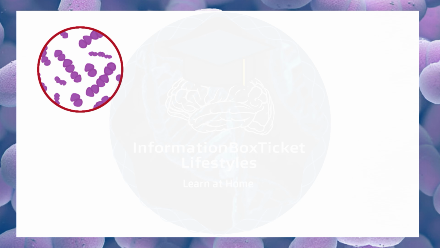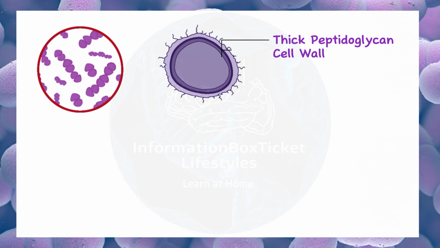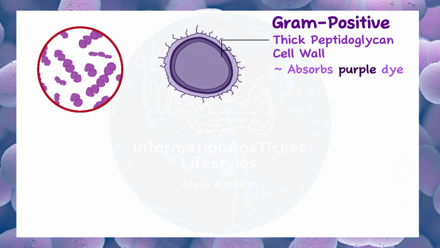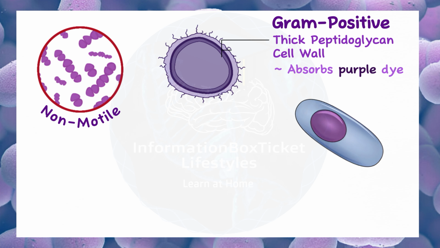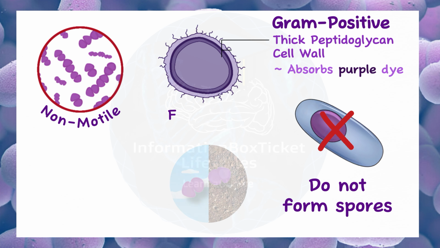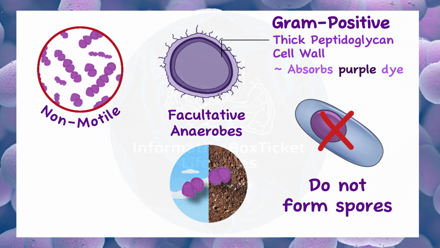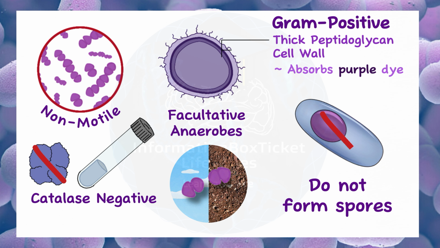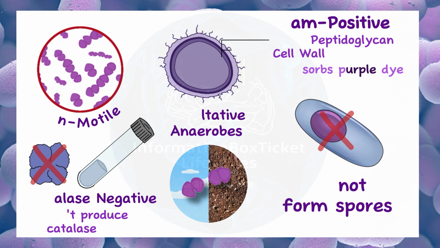Now, let's dive into the anatomy and physiology of Streptococcus pneumoniae. These bacteria have a thick peptidoglycan cell wall, which absorbs purple dye during gram staining, classifying them as gram-positive bacteria. They are non-motile, do not form spores, and are facultative anaerobes, meaning they can survive in both aerobic and anaerobic environments. Additionally, they are catalase negative, indicating they do not produce the enzyme catalase.